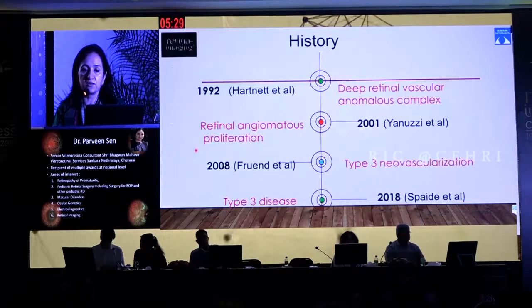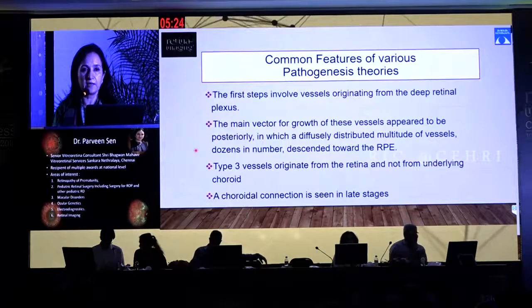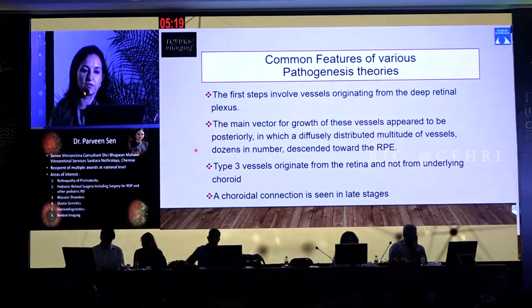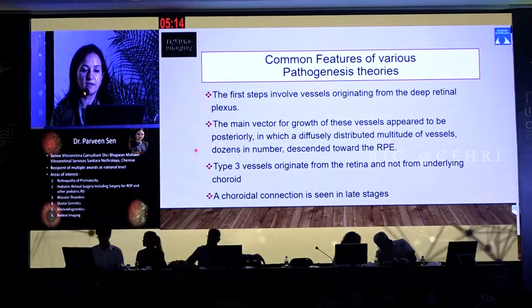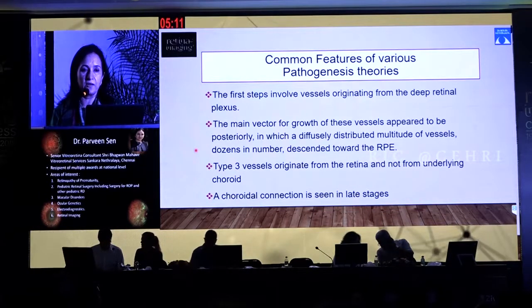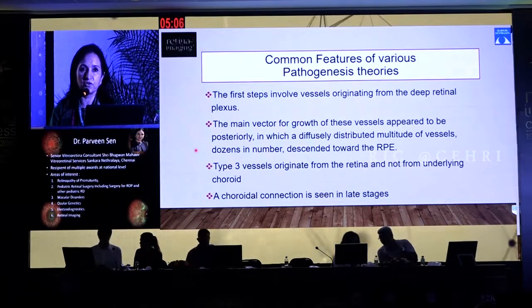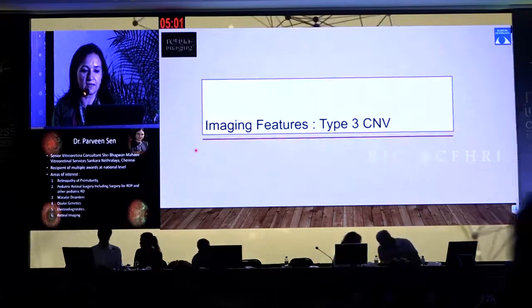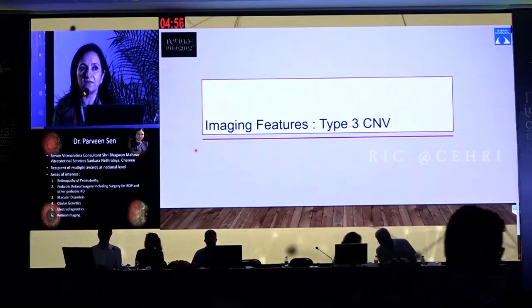Almost 1/3 of the lesions in a patient with AMD may have a RAP lesion, and it has been described variously by different authors over the last few years. A few common pathogenesis theories which I have brought forward: the first step is that the vessel originates in the deep retinal plexus, and the main vector of growth is downward, and the type 3 vessel which originates in the retina later on forms a choroidal connection. So the origin is retinal in these cases, and because of the retinal origin, we are now beginning to call this NV, neovascularization, rather than choroidal neovascularization.